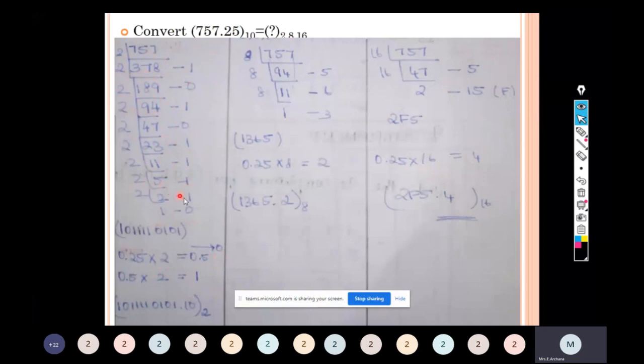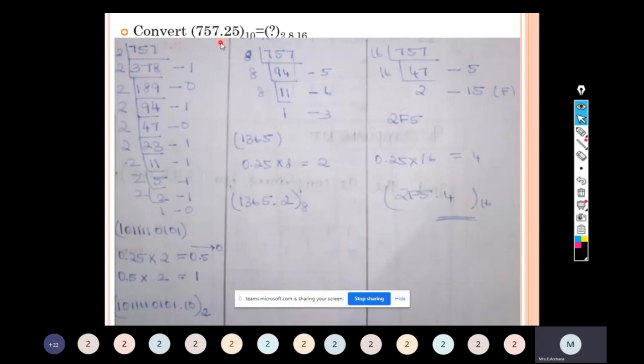2 2s are 4. The remainder will be 1. 1 2 is 2. The remainder will be 0. So when we write the answer, 1011110101 is the binary form of the decimal value 757.